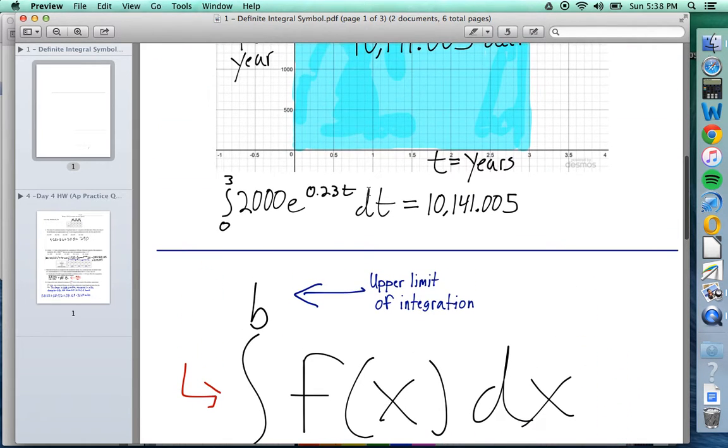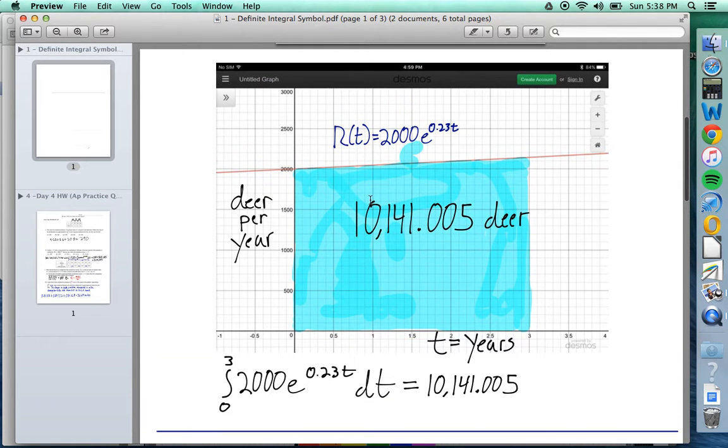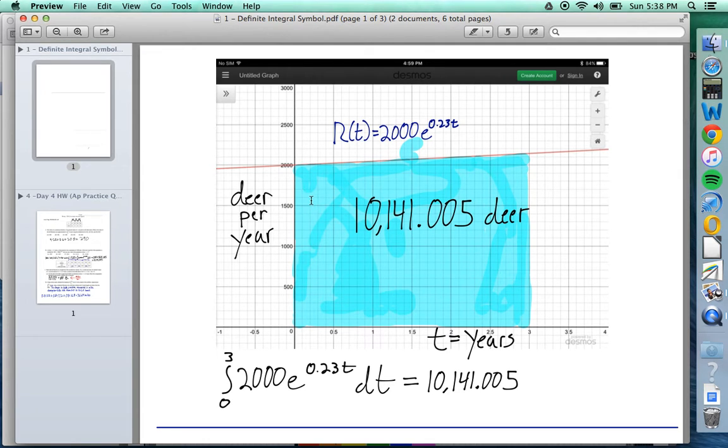Let's go back up, and we'll actually start on one of the homework problems. That symbol is really just a way of expressing the area under a function, beneath a function, but above the x-axis, starting at a specific place on the x-axis, often 0, and ending at another specific place. So I took one of the questions from homework where we were given the growth rate in deer per year for a population of deer. And when I worked out this area using my graphing calculator and the second trace 7, what I really worked out was that the integral from 0 to 3 of 2000 e to the 0.023t dt equals 10,141.005.